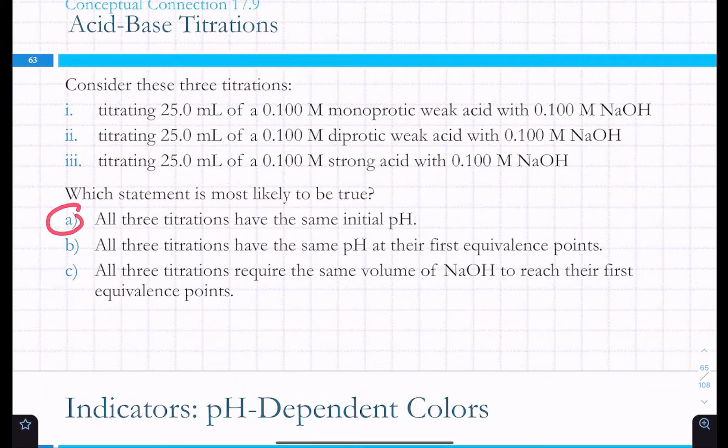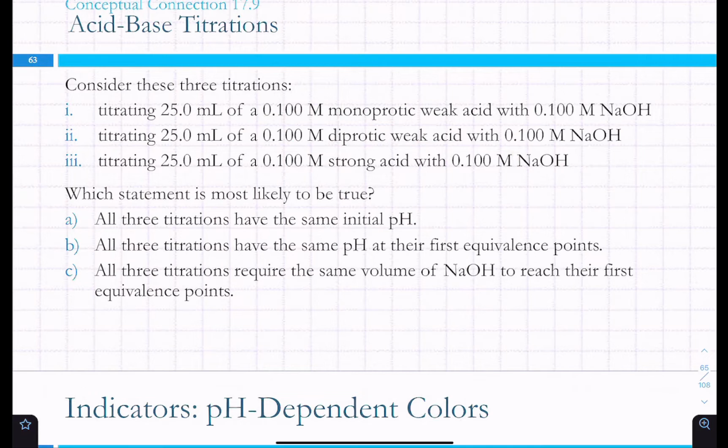A: All three titrations have the same initial pH. B: All three titrations have the same pH at their first equivalence point. Or C: All three titrations require the same volume of sodium hydroxide to reach their first equivalence points. So, I'm not going to lie, I had to really think through this one and go back to the book, because there's a lot of stuff going on here.